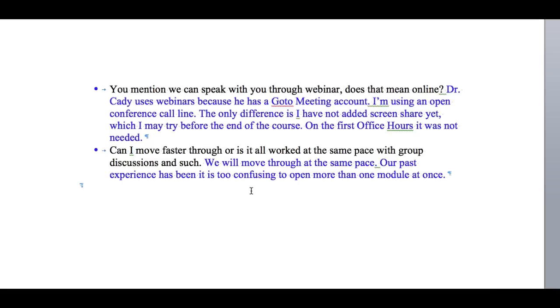Can I move faster through this, or does it all work the same pace with group discussion and such? From the times this course has been presented in the past, it needs to move through at the same pace or it just gets chaotic. And so it's too confusing to open more than one module at once, and that's why it's on the adaptive release plan. And so, yeah, you'll move through on the same pace as a group. So hopefully you adjust to that.